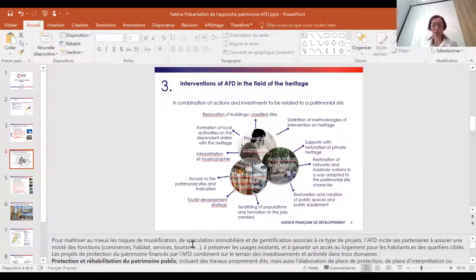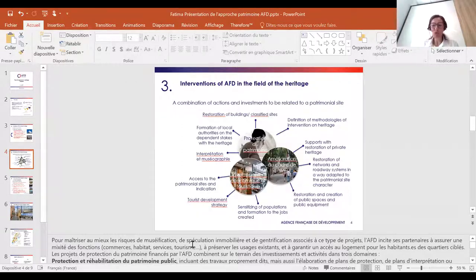Donc voilà, on a là un schéma qui décrit les trois axes de nos interventions. On a quand même un objectif de réduire les impacts sociaux, notamment des interventions sur le patrimoine, puisque dès lors qu'on va intervenir sur des sites anciens ou sur du patrimoine, qu'il s'agisse de bâtiments publics ou de bâtiments habités, de logements, on va créer de la valorisation foncière et du coup on a véritablement un risque pour les populations les plus défavorisées de se trouver exclues de ce développement. Donc, on a un enjeu de maîtrise des risques de muséification, par exemple, de spéculation immobilière et de gentrification. Et on va toujours, dans les projets sur lesquels on intervient, favoriser la prise en compte de la mixité des fonctions.